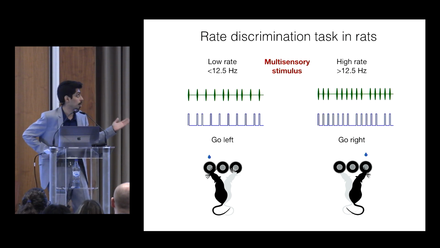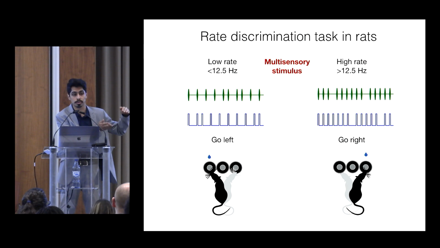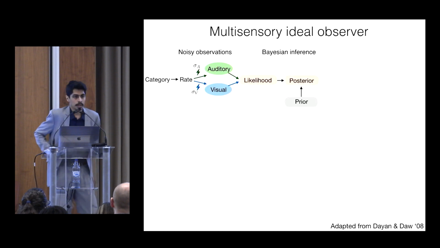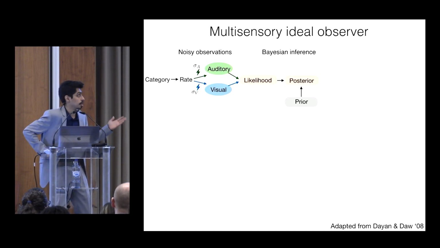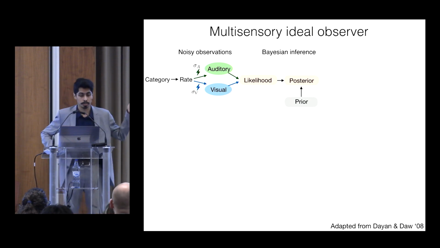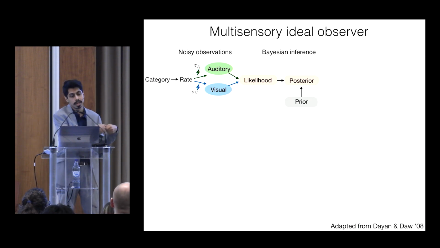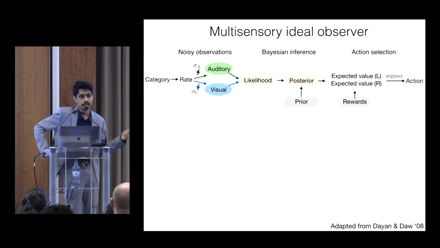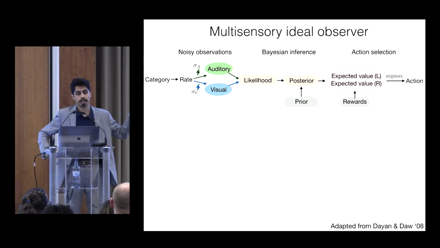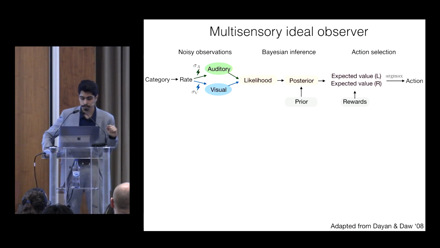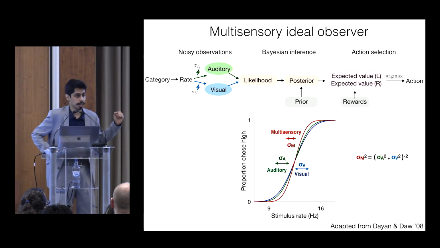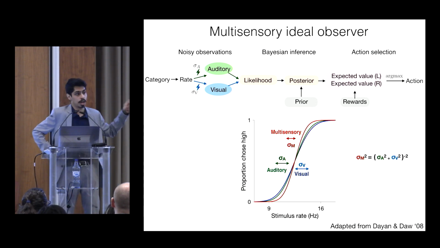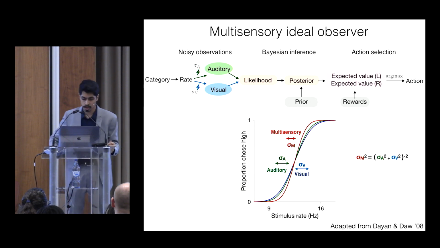And in the multisensory trials, the rates of the visual and the auditory stimulus are matched, so the rats have more information to make their decisions. In order to maximize reward in this task, rats would have to behave like an ideal observer, integrating their visual and auditory observations, and then combining that with any prior knowledge they might have about the task, and then combining this with the learned reward structure of the task in order to pick actions that have the highest expected value. This kind of ideal observer predicts that they should make fewer perceptual errors on the multisensory trials, and it actually tells us exactly how much improvement we expect on these trials.